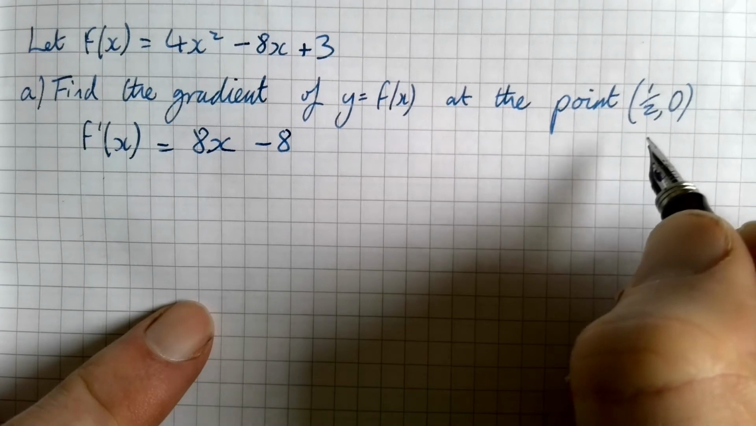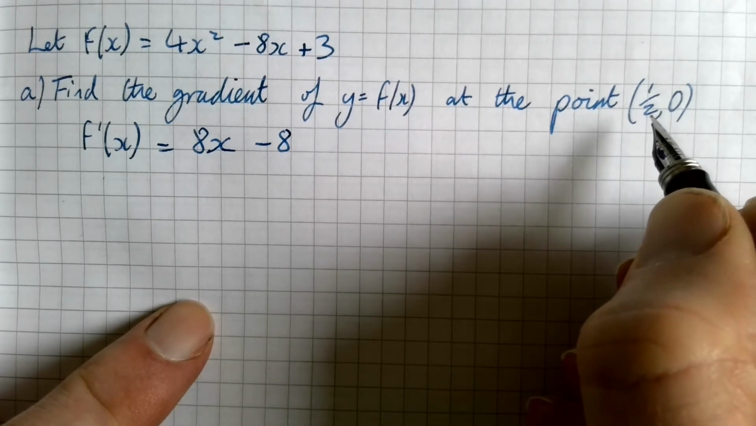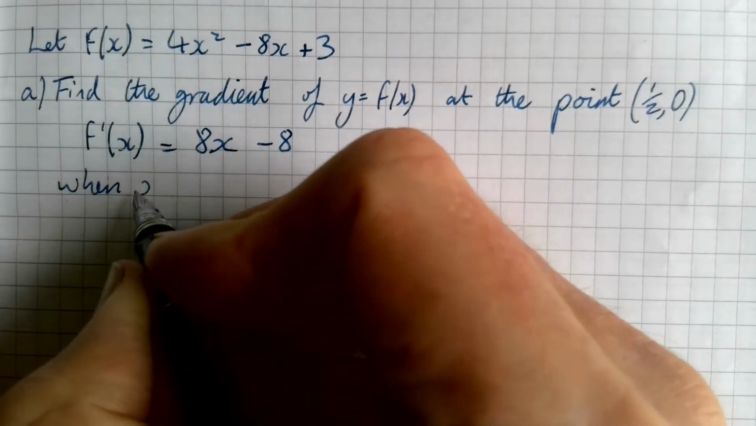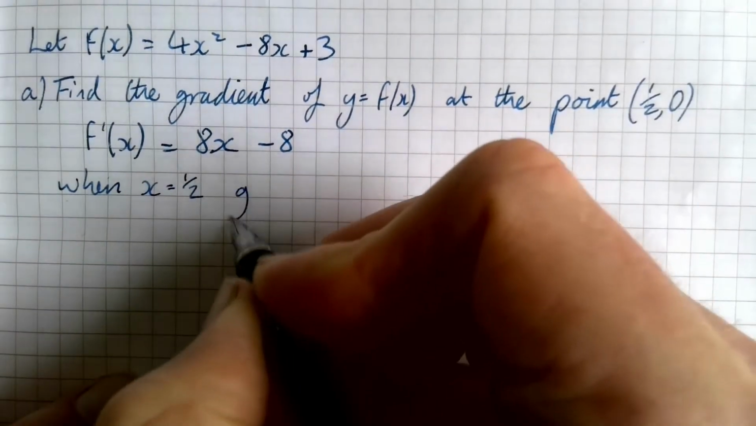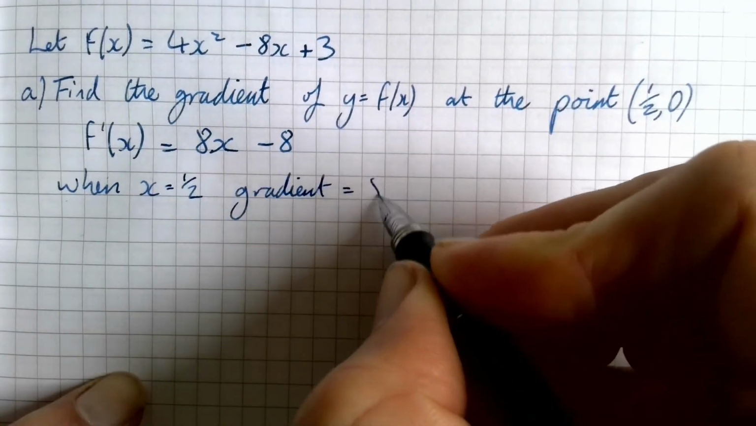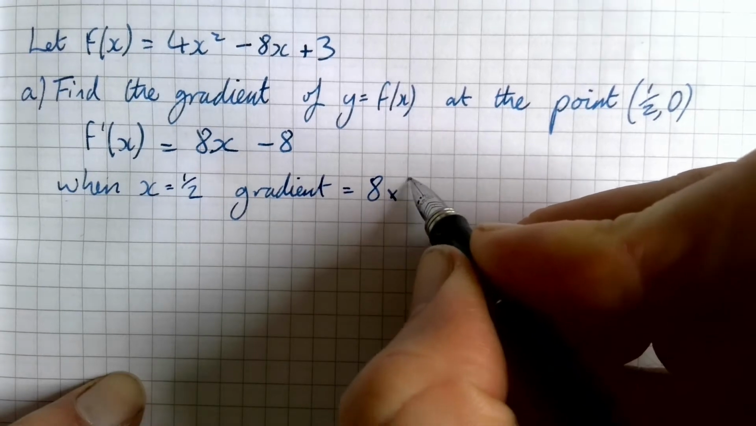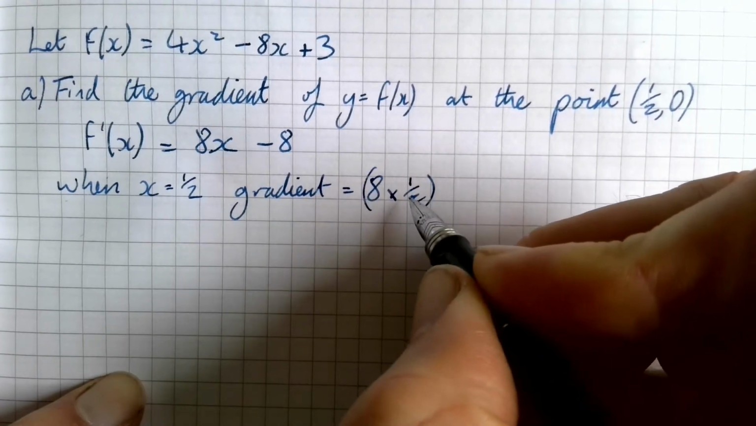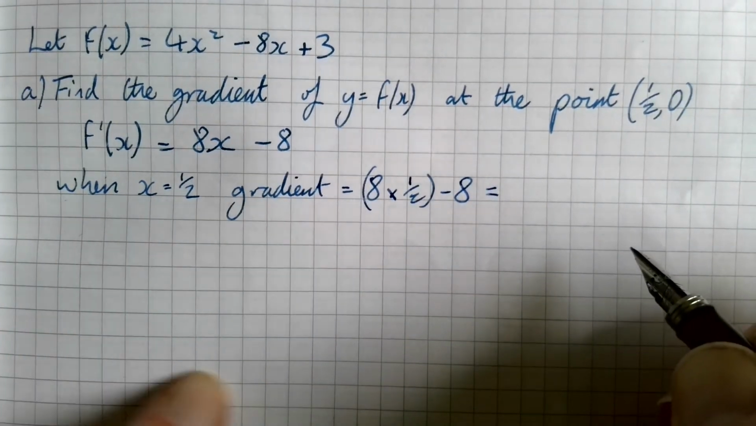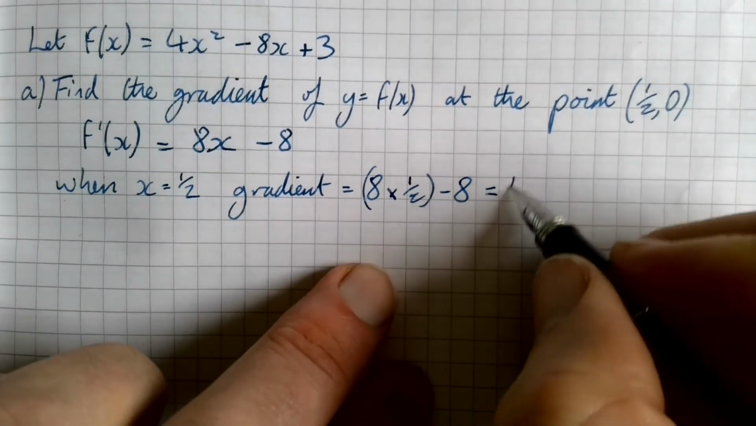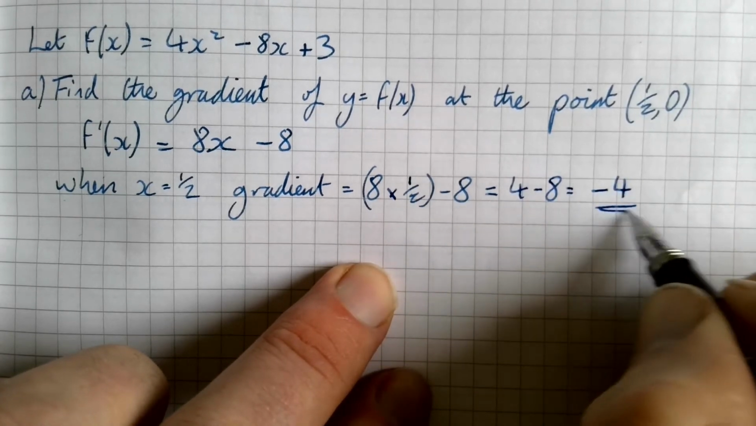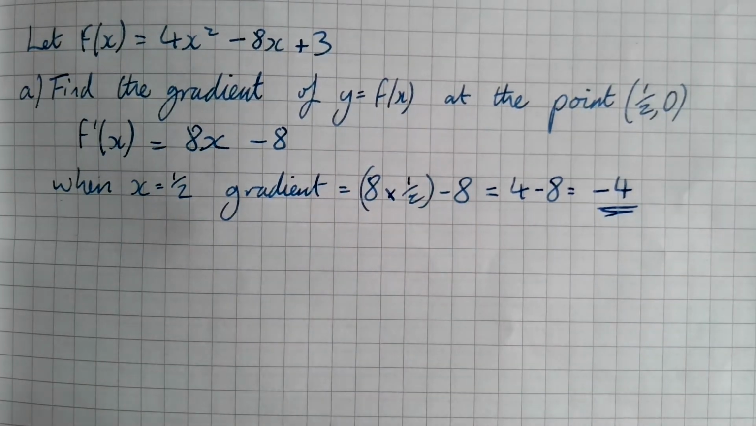So this is our function that tells us the gradient. And what we need to do now is say, right, when x is 1/2, what will that gradient be? So when x equals 1/2, the gradient is going to be, and we're just going to substitute a half into there, and that'll get it to us. So 8 times a half is 4, 4 take 8 is negative 4. So that is the answer to the first one.